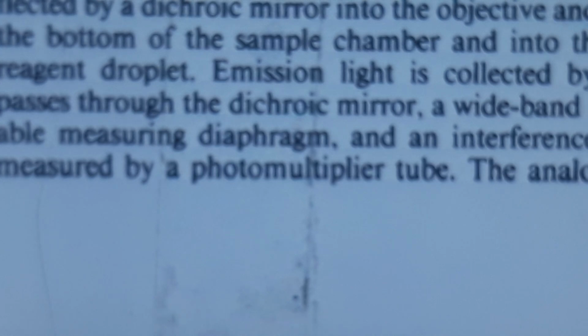At predetermined intervals, the observation lamp shutter closes and the excitation lamp shutter opens. The excitation light illumination passes through a heat shield, the field diaphragm, condenser, and a wideband filter. It is reflected by a dichroic mirror to the objective and passes through the bottom of the sample chamber and into the center of the reagent droplet. Emission light is collected by the objective, passes through the dichroic mirror, a wideband filter, an adjustable measuring diaphragm, and an interface wedge, and is measured by a photomultiplier tube.